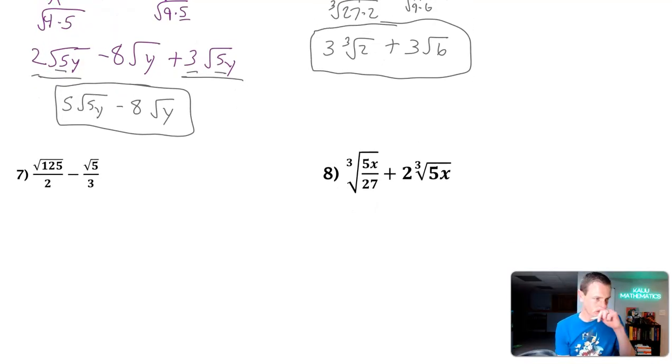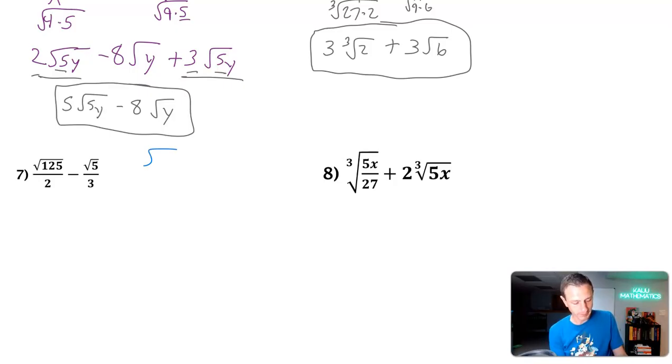Number 7, square root of 125 over 2 minus square root of 5 over 3. I know we have different denominators here, but I want to just first take care of the radical portion of it, just to see, maybe something's going to simplify, who knows. I would rather just deal with the radicals first and then go from there and see what would happen. So let's just tackle the radicals.